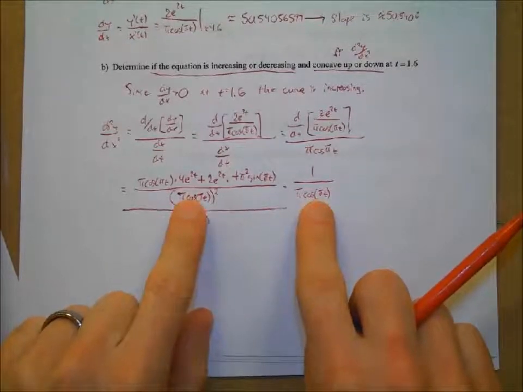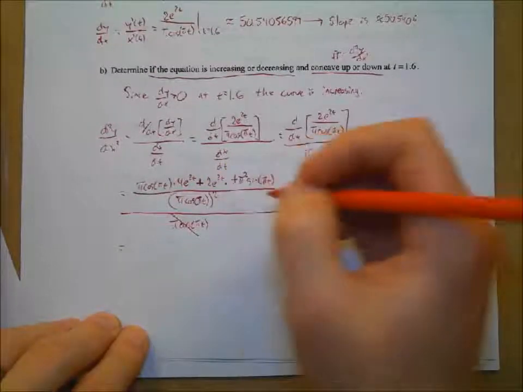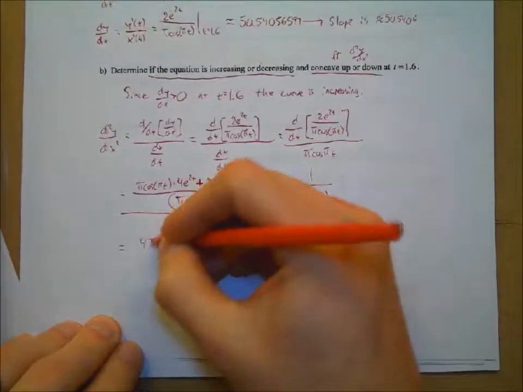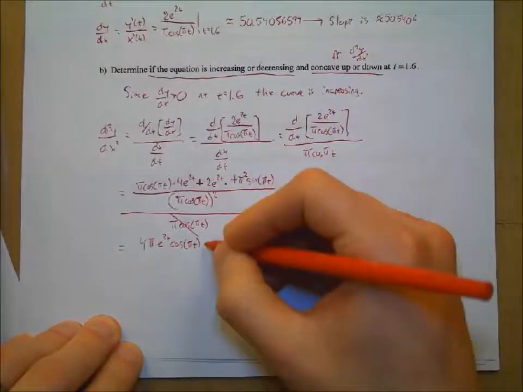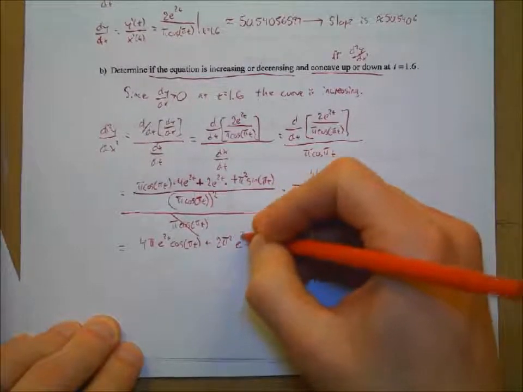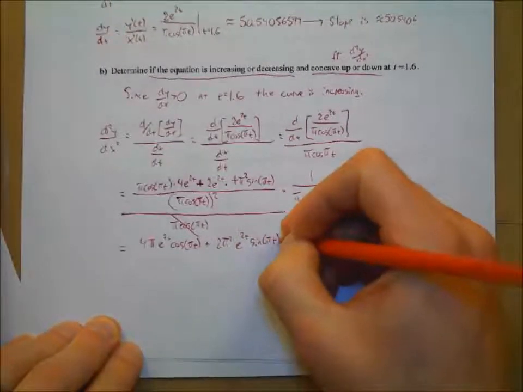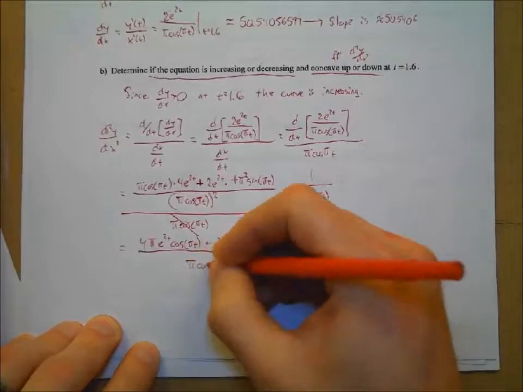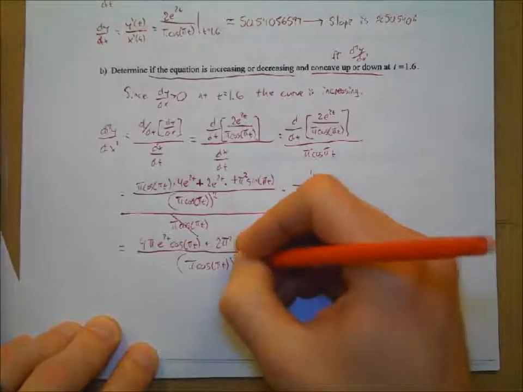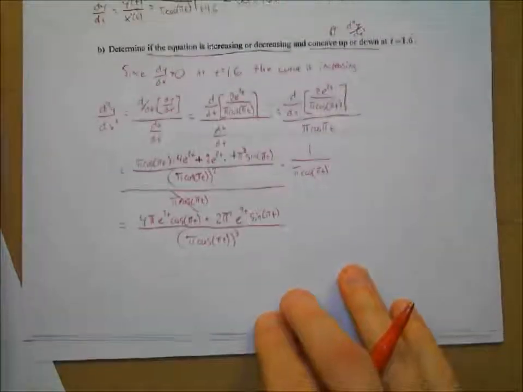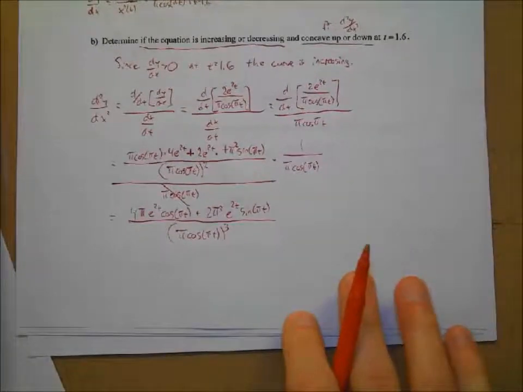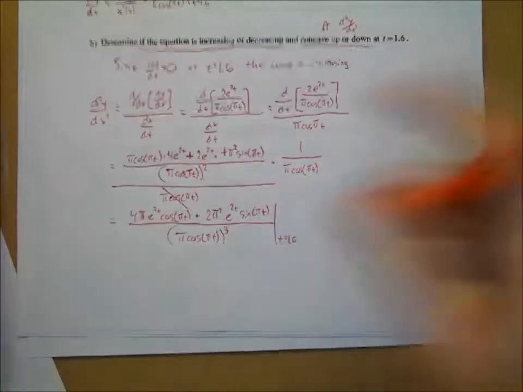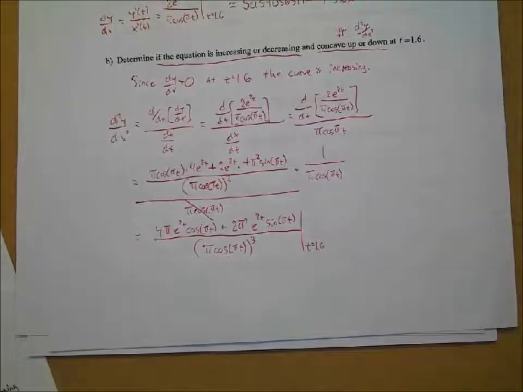They're the same. And so let me go ahead and simplify some of this. It'll be 4 pi e^(2t) cosine pi t, plus 2 pi squared e^(2t) sine pi t, all over pi cosine pi t quantity cubed. And we're not quite done yet, because now what do we have to do? Plug in 1.6. Yeah, evaluate at t equals 1.6. Exactly.